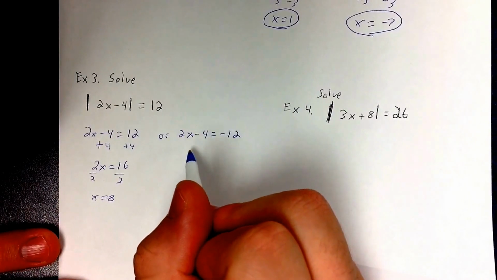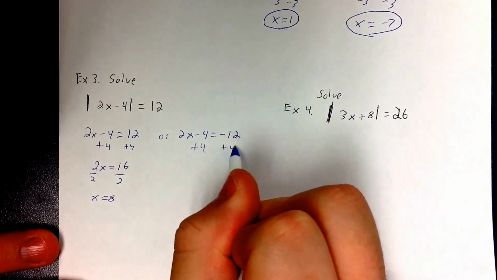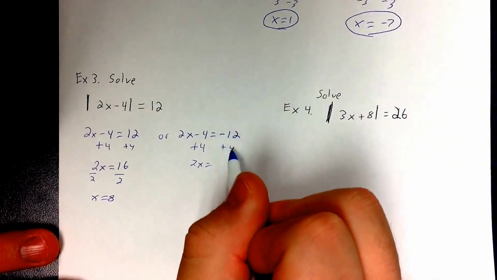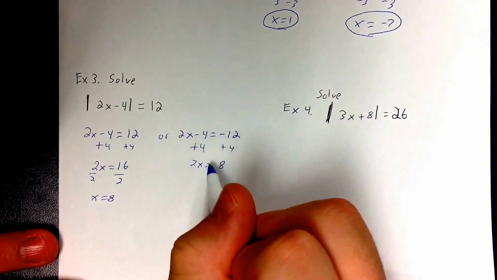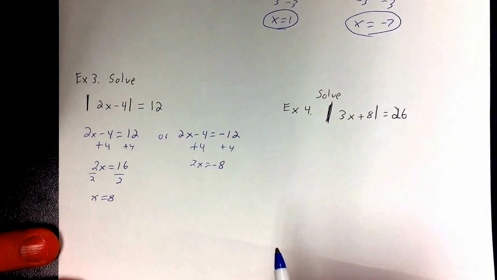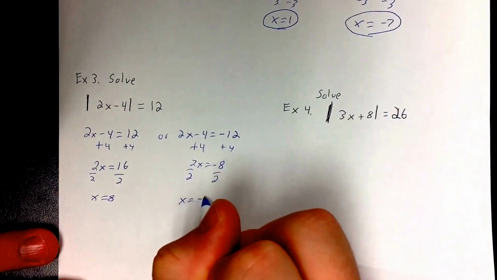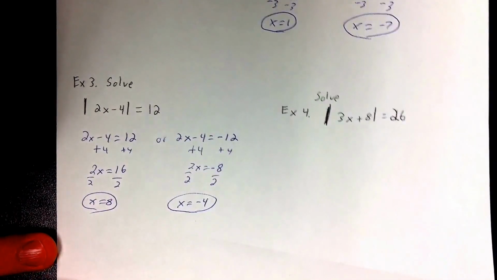Now I still have to solve this equation. Again, the same steps are going to be on these, so I still have to add 4 to both sides. It's just now I got -12 plus 4, so signs are different, so I subtract, which is 8, keep the sign of the bigger number, which is the 12, so it's -8. Then I divide by 2, so I get x equals -4. So I got x equals 8 and x equals -4.